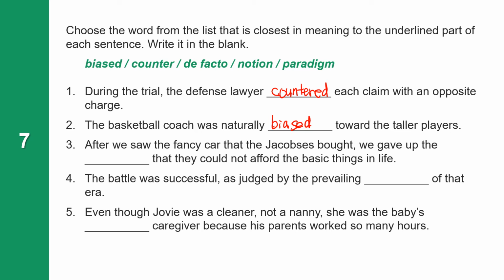Number 3, after we saw the fancy car that the Jacobses bought, we gave up the blank that they could not afford the basic things in life. So the answer is going to be notion, N-O-T-I-O-N. After we saw the fancy car that the Jacobses bought, we gave up the notion that they couldn't afford the basic things in life.